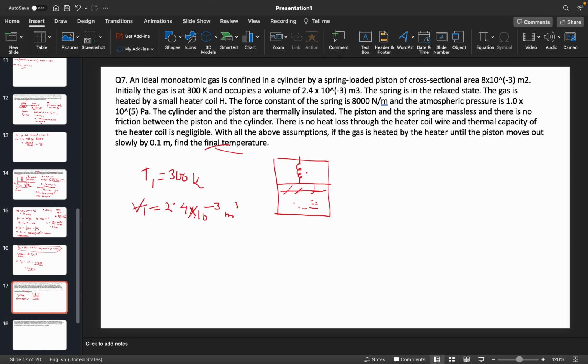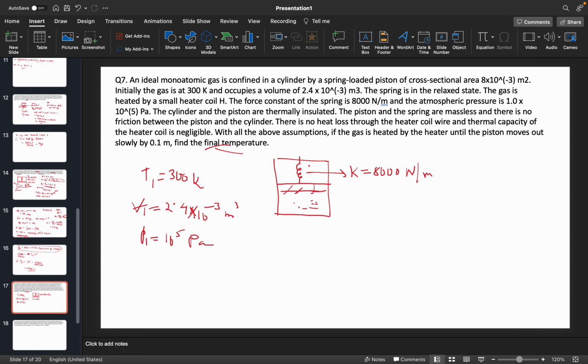The force constant of this spring is given to us. K is given to us as 8000 Newton per meter, and the atmospheric pressure is 1 into 10 to the power 5 Pascal. Now since initially it is in a relaxed state, the pressure will be whatever that is atmospheric, because it is in balance with that one. So it will be 10 to the power 5 Pascal. So we have got P1, we have got V1, we have got T1.